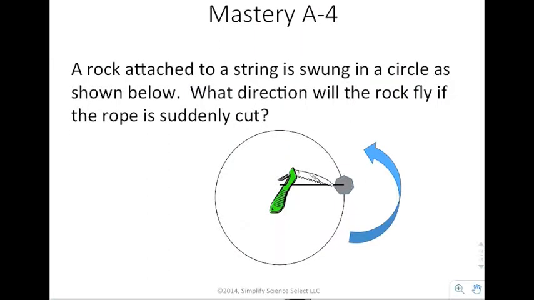Next, it says a rock is attached to a string and swung in a circle, as shown below. What direction will the rock fly if the rope is suddenly cut? So if you were to take this thing and cut this rope, which direction is it going to go? In order to know that, what you need to know is what is the velocity at this particular point. Now, I don't know if you have any experience with these, but this used to be kind of a toy that people would swing over their heads and then let it go.